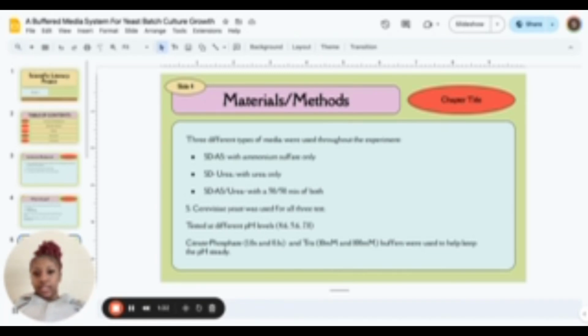There were three different types of media systems that were used throughout this experiment. The first being a media system of ammonium sulfate only, the second being with only urea, and the third being a 50-50 mix of both ammonium sulfate and urea. S. cerevisiae yeast was used for all three tests. Each test was tested at different pH levels, being 4.6, 5.6, and 7. Citrate phosphate and Tris buffers were both used to help keep the pH steady.